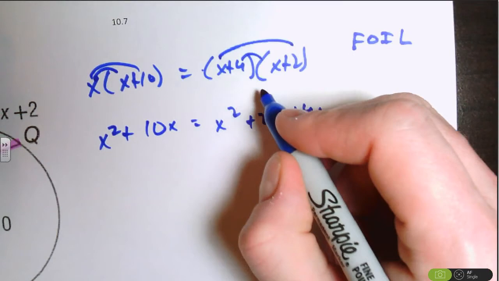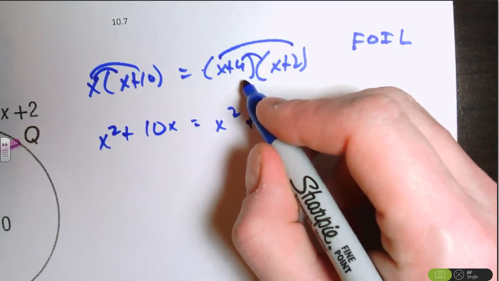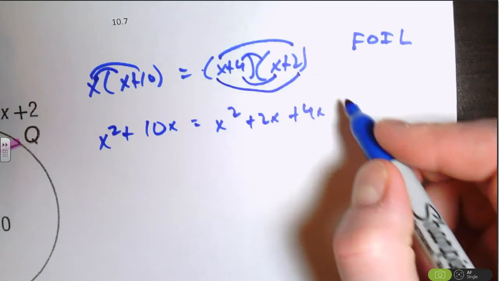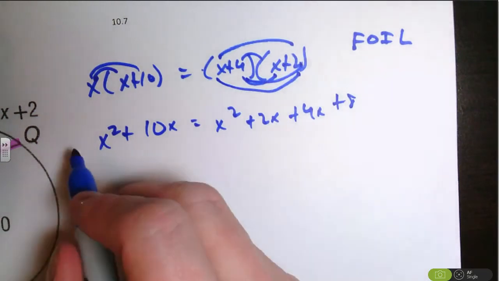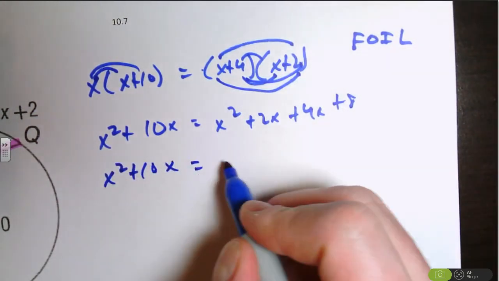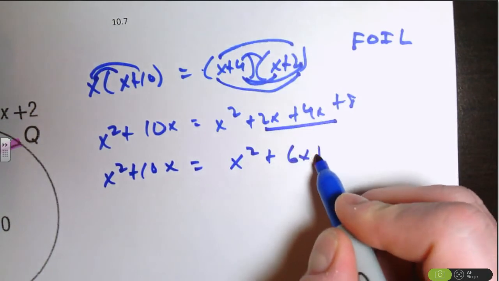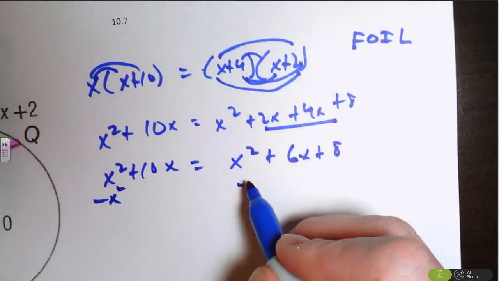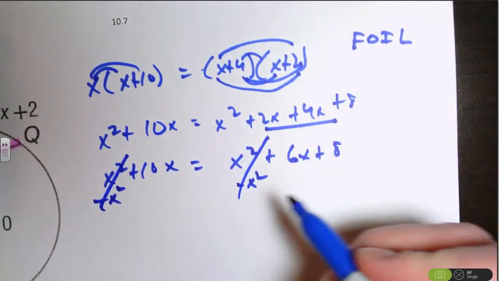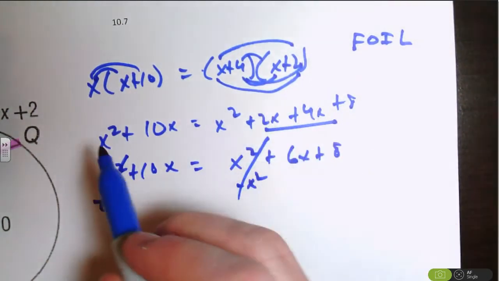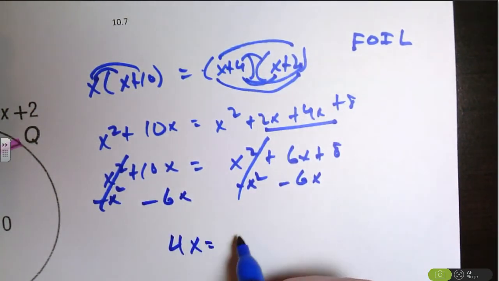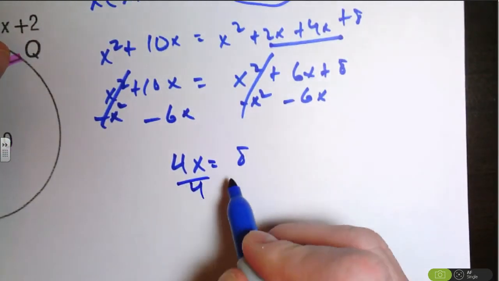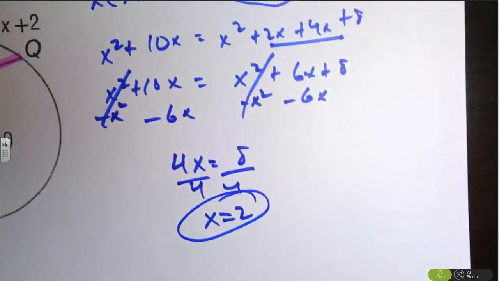I should probably be writing that out, shouldn't I? And then, 4 times 2 is 8. So x squared plus 10x equals x squared plus 6x plus 8. I don't care what side you decide to subtract an x squared from. It's going to cancel those off, so the algebra isn't going to be that bad. Then we subtract 6x from both sides: 4x equals 8. Divide by 4. x is 2.